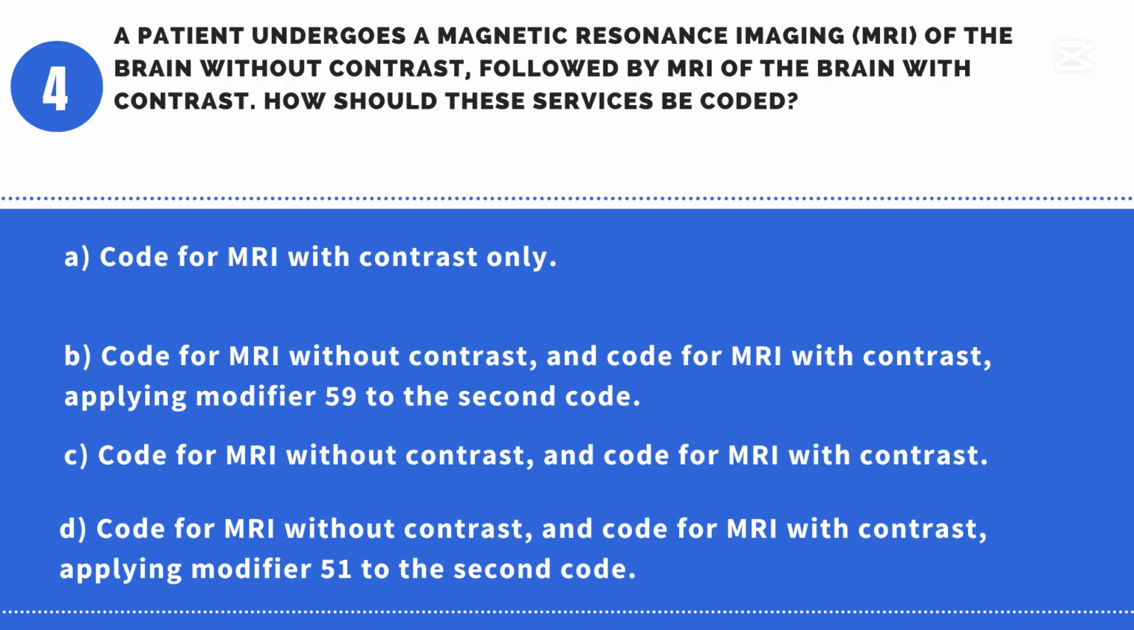Question 4. A patient undergoes a magnetic resonance imaging, MRI, of the brain without contrast, followed by MRI of the brain with contrast. How should these services be coded? A. Code for MRI with contrast only. B. Code for MRI without contrast, and code for MRI with contrast, applying modifier 59 to the second code. C. Code for MRI without contrast, and code for MRI with contrast. D. Code for MRI without contrast, and code for MRI with contrast, applying modifier 51 to the second code.